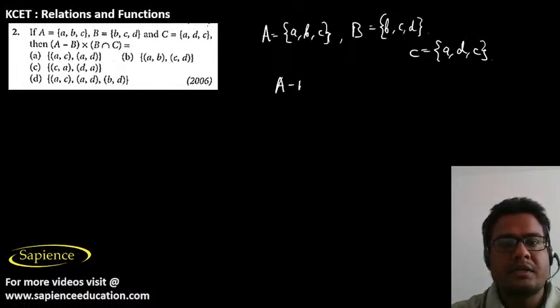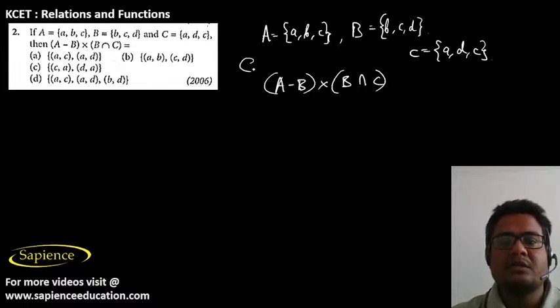Then we have to find the set (A minus B) cross (B intersection C). It means we have to find the Cartesian product.